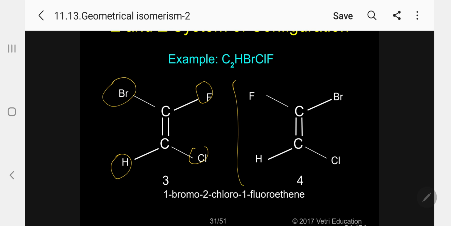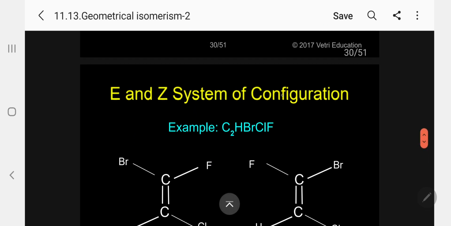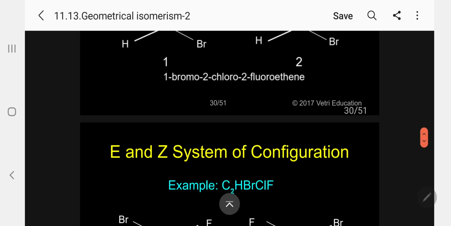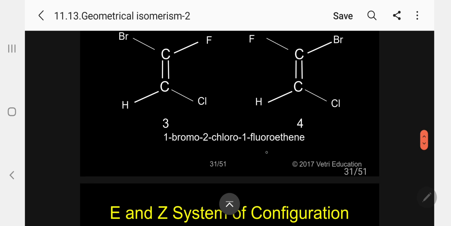I will again take a mirror image. So now name it here. Bromine, this is 1, this is 2. So 1 bromo, 2 chloro, 1 fluoroethane. So the name is now different. You can just see this is 1 bromo, 2 chloro, 1 fluoroethane. And the mirror image is another example, with 2, 3 and 4 in different configuration. So you compare the first one, 1 bromo, 2 chloro, 2 fluoroethane, with 1 fluoroethane here. They are different.